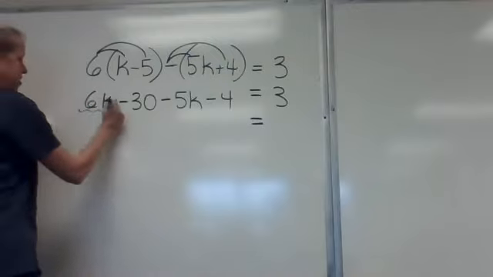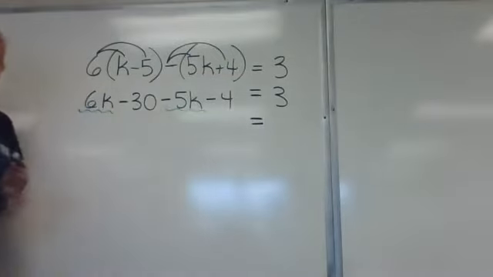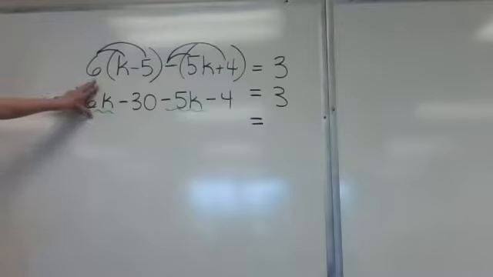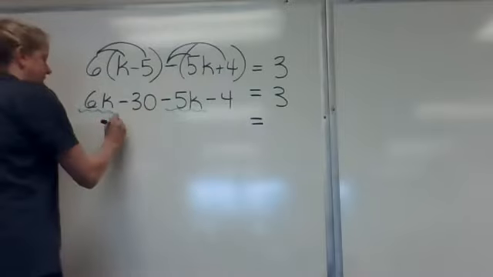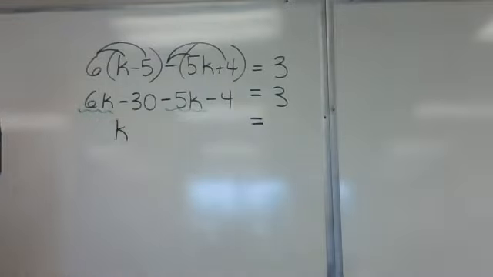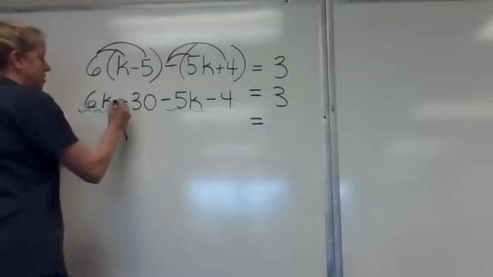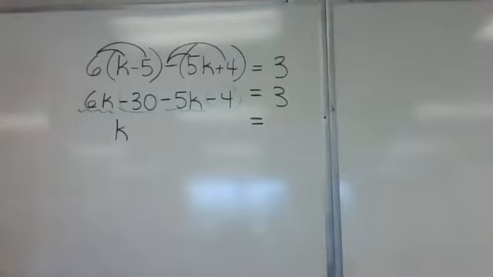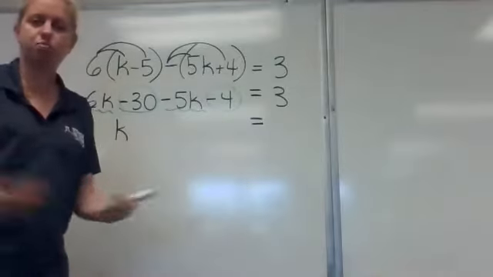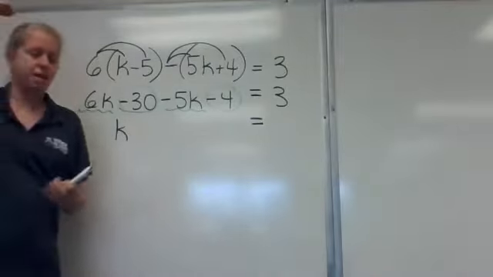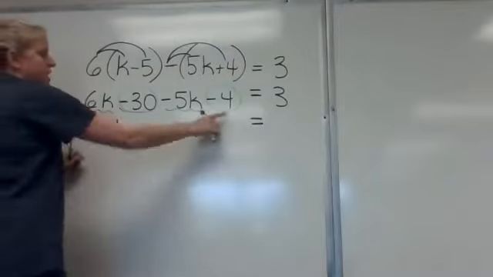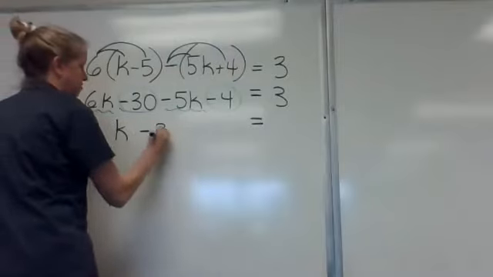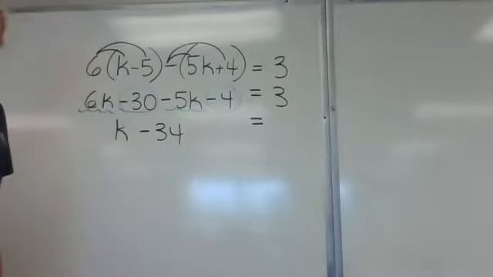I can combine this K with that K. So I have 6K here, but if I take away 5K, all on the same side, it's just going to leave me with 1K or K. I can also combine this negative 30 and that negative 4, since they're on the same side. Remember, we called this just putting the like terms in the same basket. So I have negative 30 and negative 4, which just gives me negative 34.